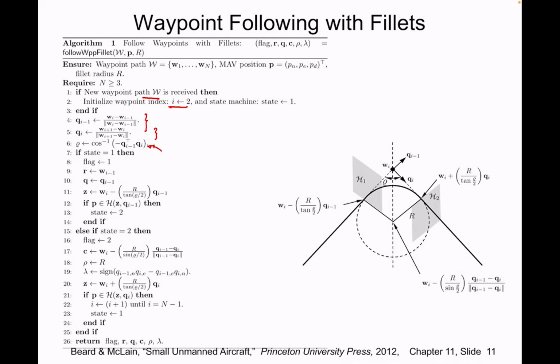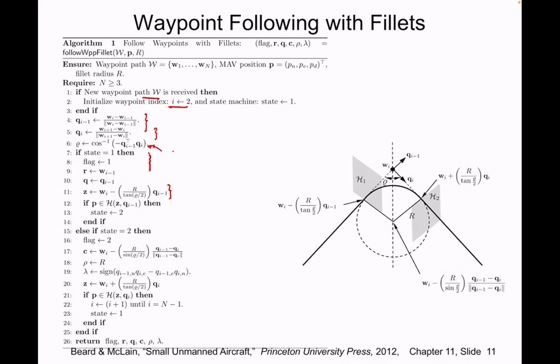Remember, the reason for that is the magnitude of qi minus 1 is 1, and the magnitude of qi is 1, because both of them are unit vectors. So once you take the cosine inverse of the dot product, you are naturally going to get the value of the angle in between. Then you look at whether the state is equal to 1, or you can have an if statement, then you set up the flag and then you transition: you make r equal to wi minus 1, q equal to qi minus 1, and z equal to wi minus r divided by tan rho by 2, qi minus 1.